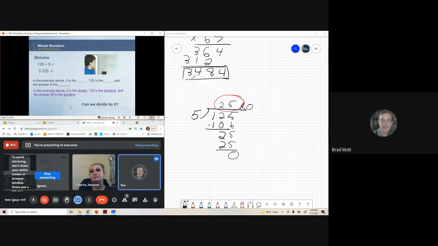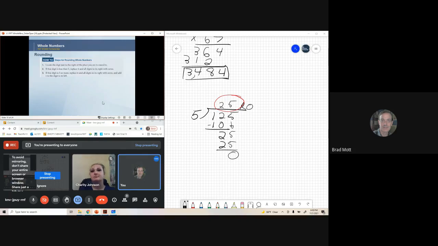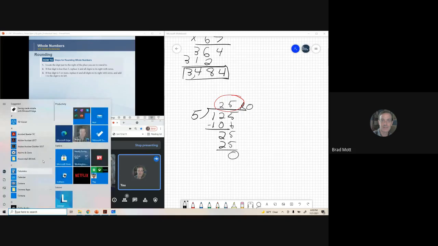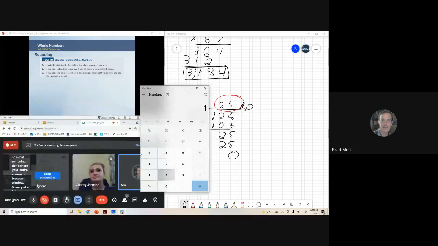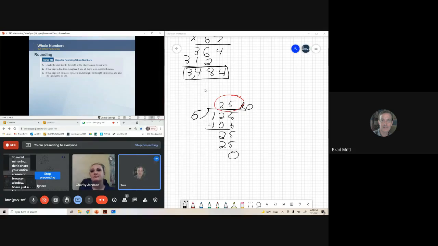And just to reiterate, you cannot divide by 0. Just for the lecture, so we'll try 125 divided by 0. Cannot divide by 0 is the short answer.